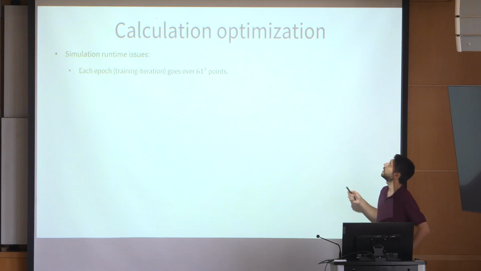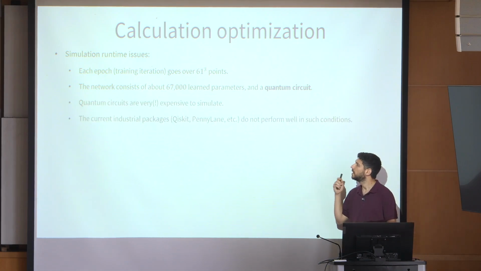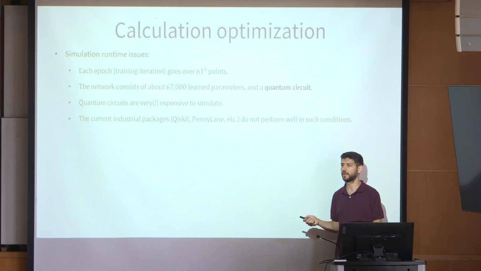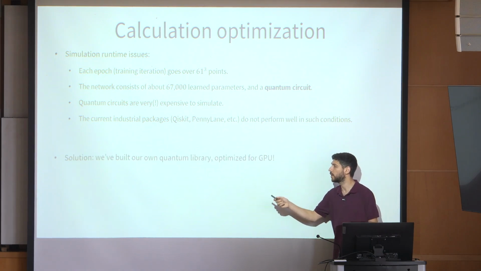So we had to go through a calculation optimization. We took 61 cubed points on the grid. The network was about 67,000 parameters and a quantum circuit, which is very expensive to simulate. The current packages, Qiskit and PennyLane, do not perform well in such conditions when you try to go to GPU. And so we built our own quantum library.